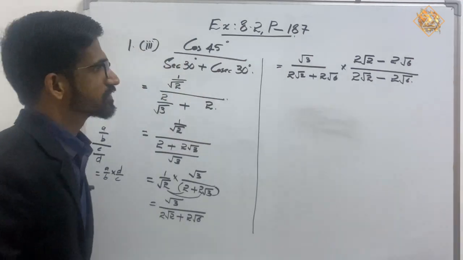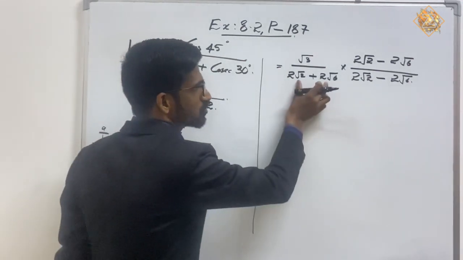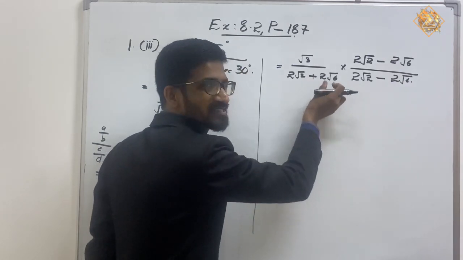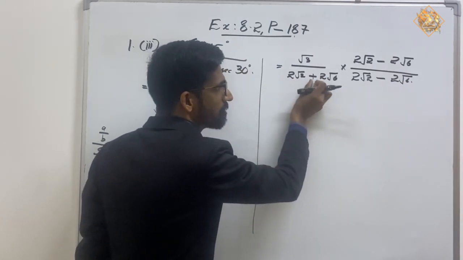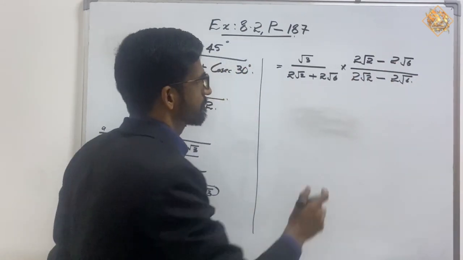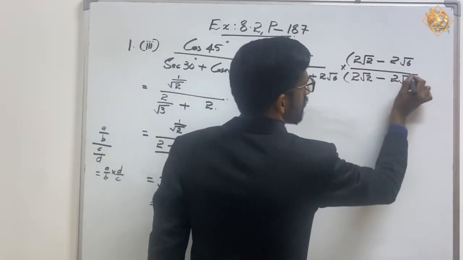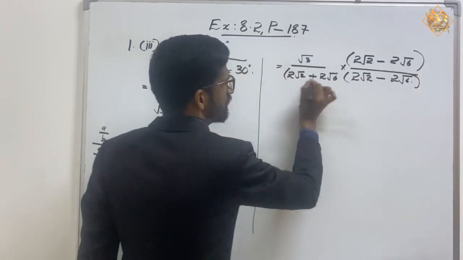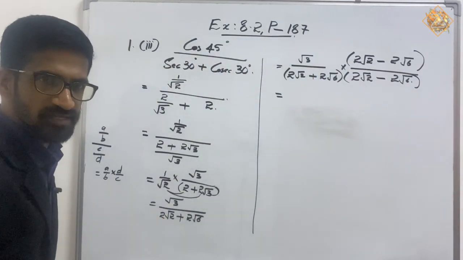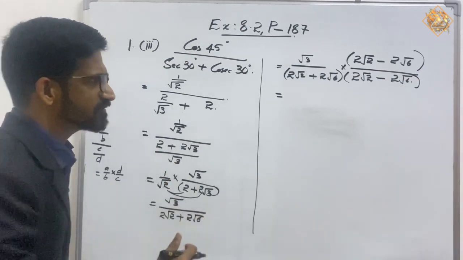Hope it is clear. Okay, so taking the conjugate of the denominator, that is 2 root 2 plus 2 root 6. Its conjugate is 2 root 2 minus 2 root 6. With that we multiply and divide. Okay students, now we know when we perform this rationalizing the denominator, taking conjugate, the next step will be what?